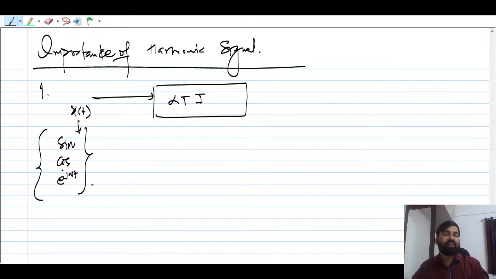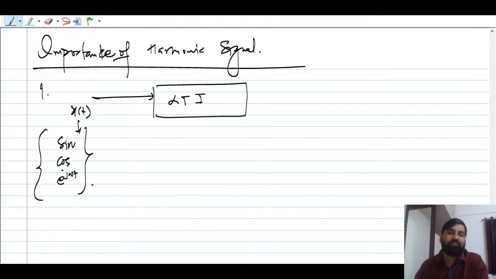There can be some difference in the amplitude. The amplitude can get scaled as well as the phase can be added, okay? That is the very important thing, and this forms the basis for system analysis in the frequency domain, right?